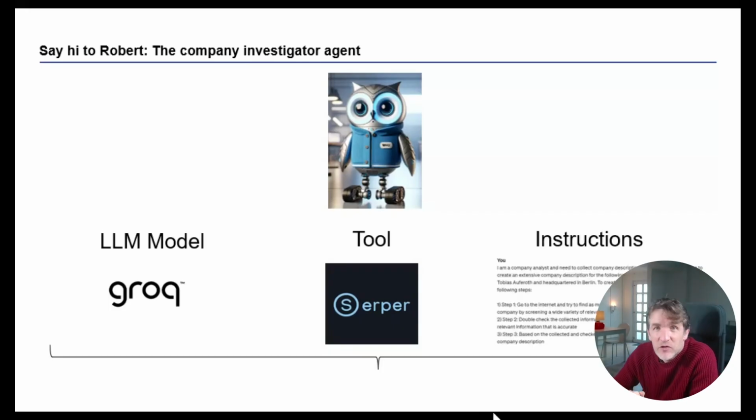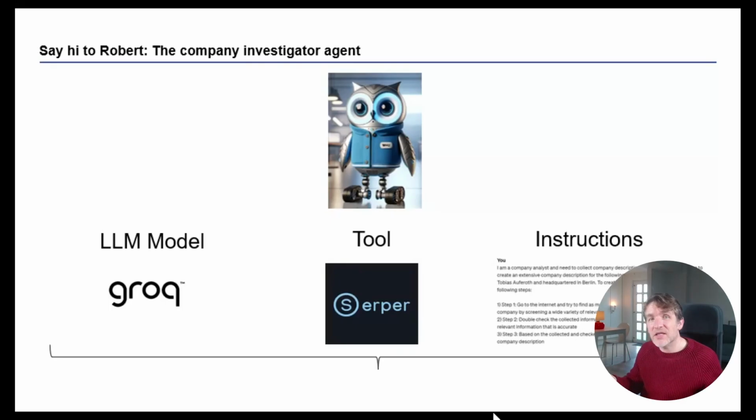And finally, we have to give Robert instructions. That means we simply have to provide Robert with a prompt that describes in detail what Robert needs to do. In this case, and I will show the prompt in detail later on, we have created a prompt that instructs Robert on how to collect information and create a company description out of that.